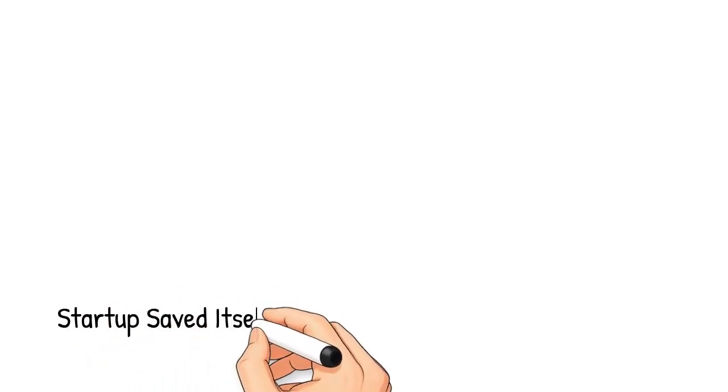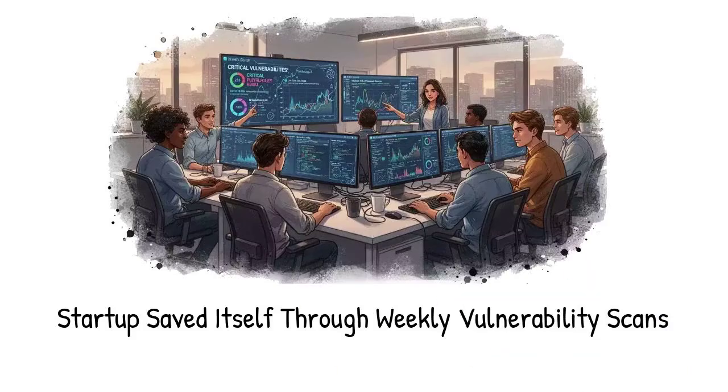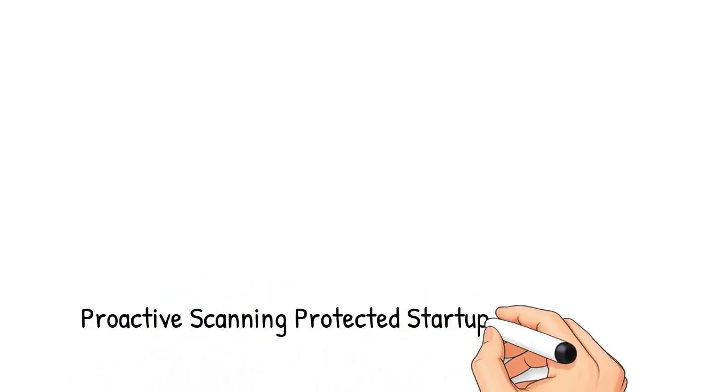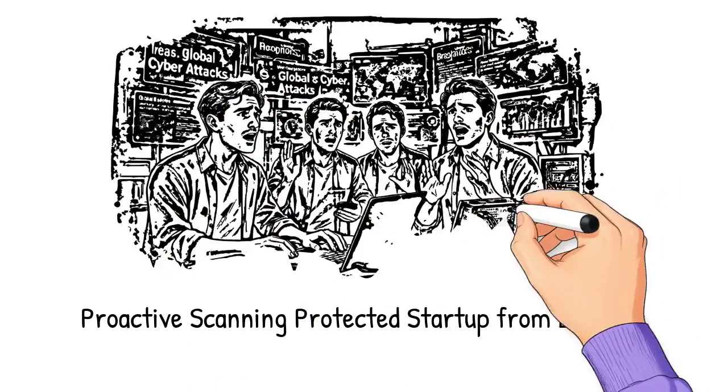A small startup used OpenVAS weekly. One day, the scanner detected a critical RCE vulnerability in their web server, a misconfigured S3 bucket, and an exposed API endpoint. They fixed everything within 24 hours. A week later, the same vulnerabilities were being actively exploited worldwide. Their scanning discipline saved the company.